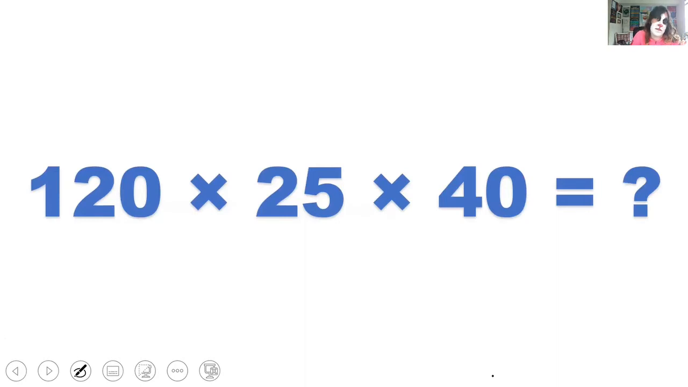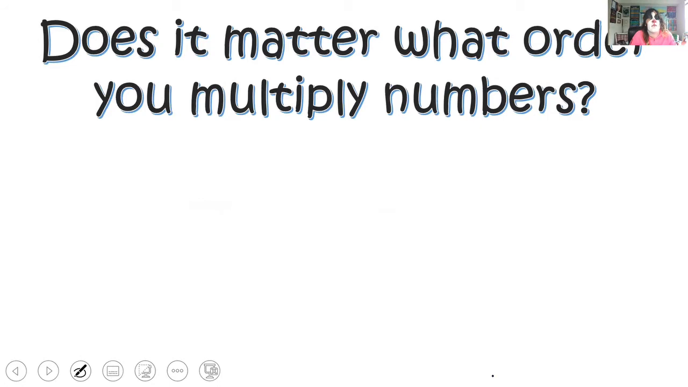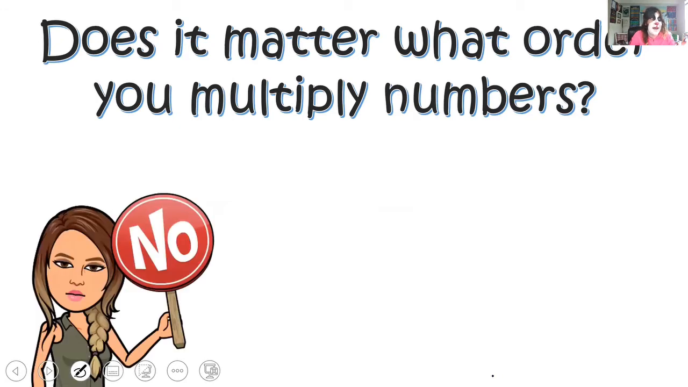Here's our next question. 120 times 25 times 40. You will find this question on page 62 of your math workbook. Specifically, it is question number 7. Okay, now, first thing that we need to ask, which it does ask in the question, is does it matter what order you multiply the numbers? Short answer, no.